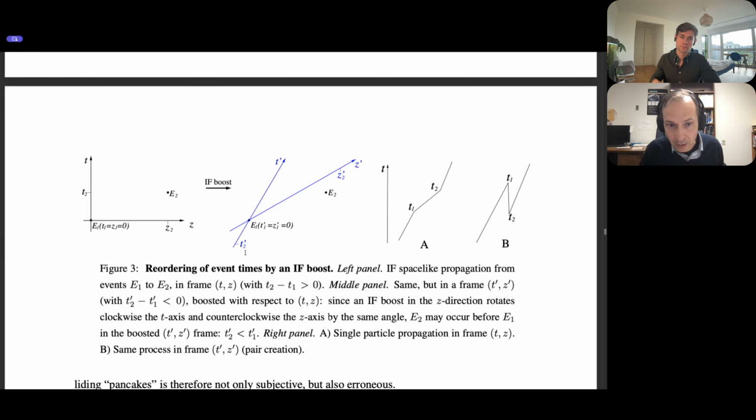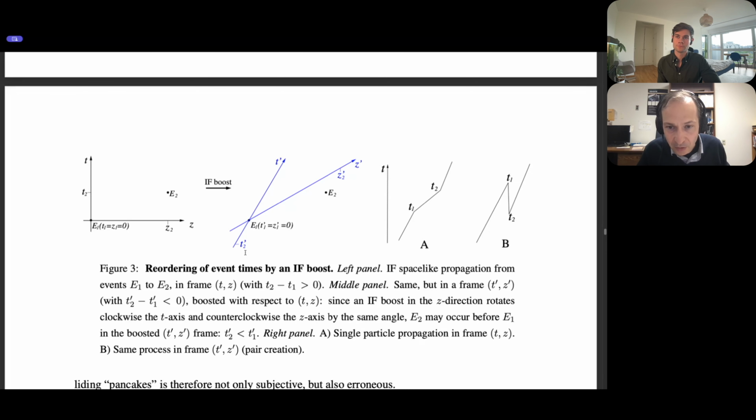But in the other frame, it appeared that the second event is occurring before event one. And that's why we say that in relativity, the time ordering of events is relative. In one frame you may think that this is occurring before that, but in some other frame you find that that is occurring before this. So again, this is something you probably remember from your university days.